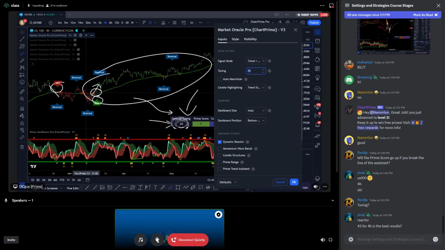That's why we go over our fine-tuning process, which is in 5 increments, keep going up or down until you can pair an uptrend with your dynamic reactor. That will be one way to configure it, right? So 43 for 4 hours, is that the best result? No. The best result, mathematically speaking, is 24, or whatever number you have in here. That will be the mathematically correct answer for your question.